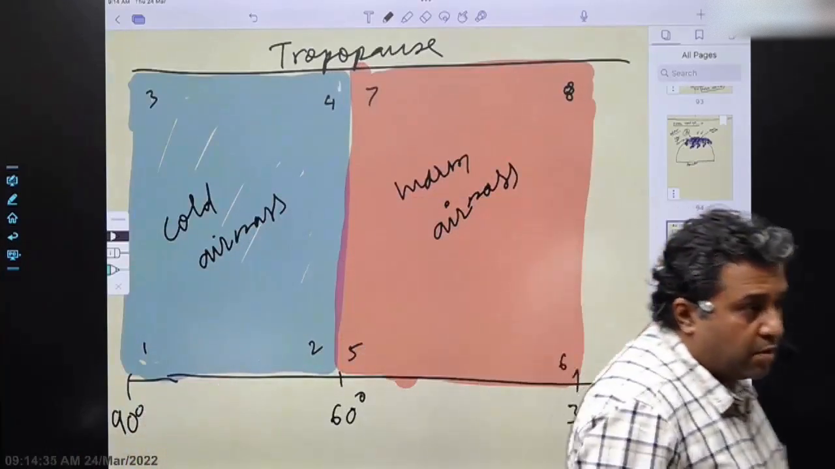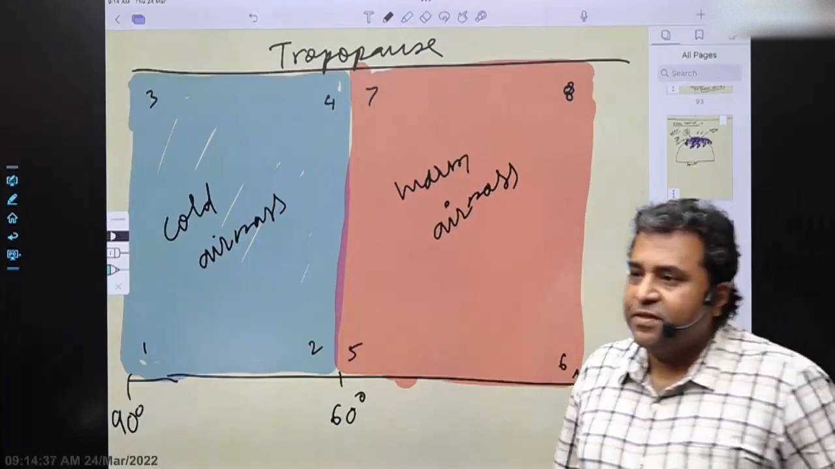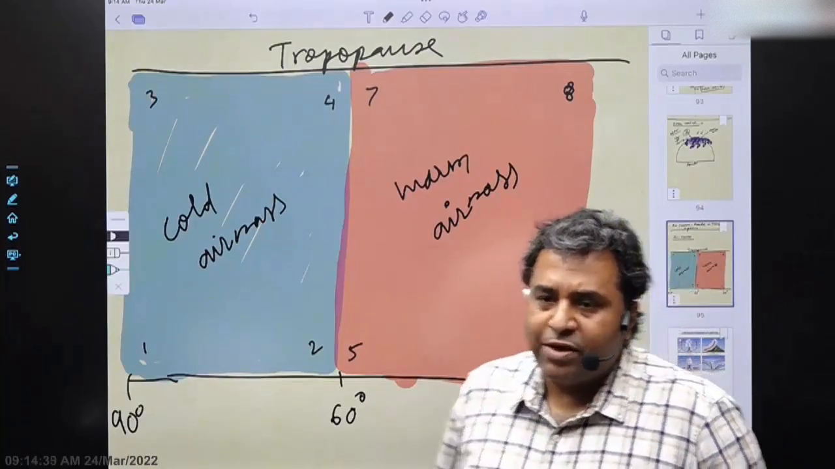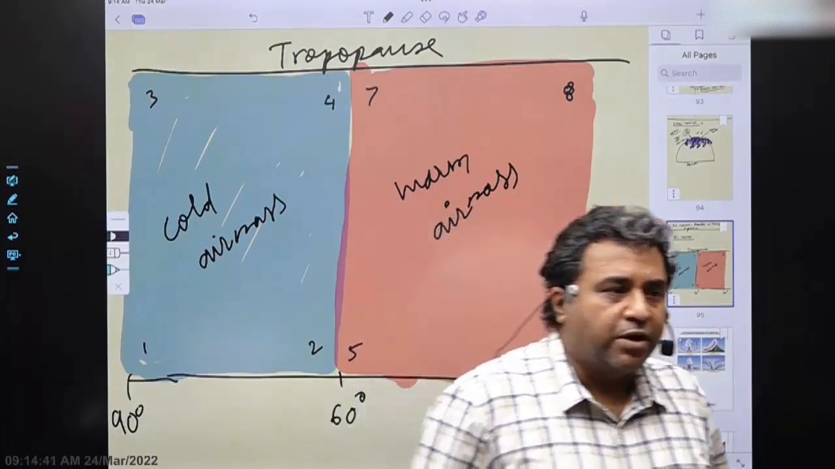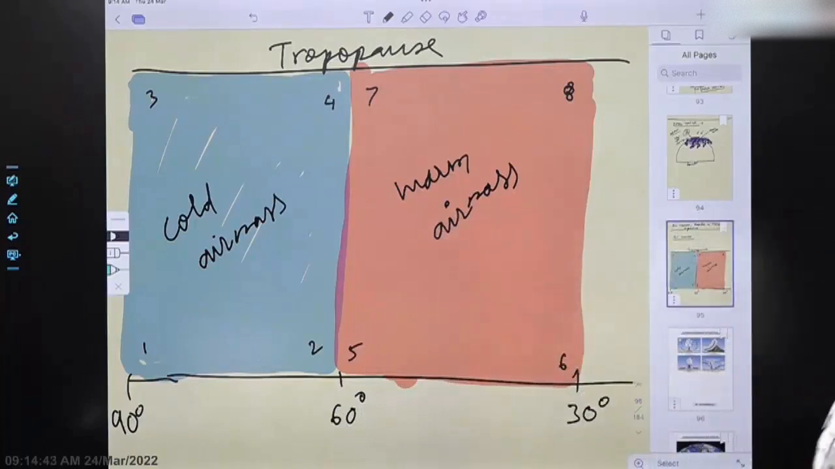Why not? Because temperature decreases with height. तो वो rule तो रहेगा ही. You can't change that rule. Lapse rate, as you call it, normal lapse rate. So normal lapse rate will prevail. So within an air mass also normal lapse rate will prevail.